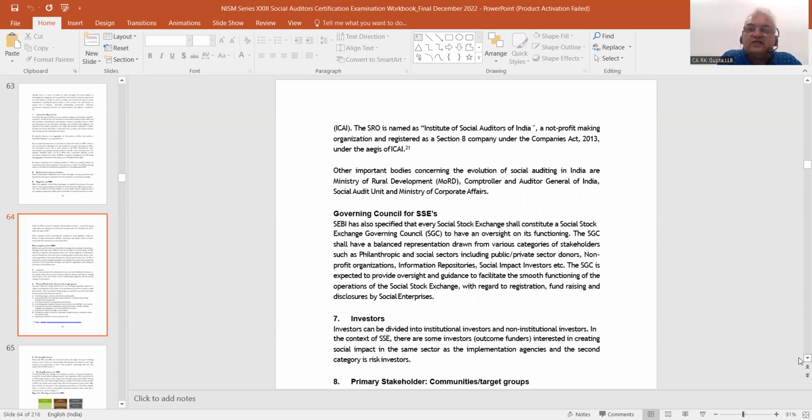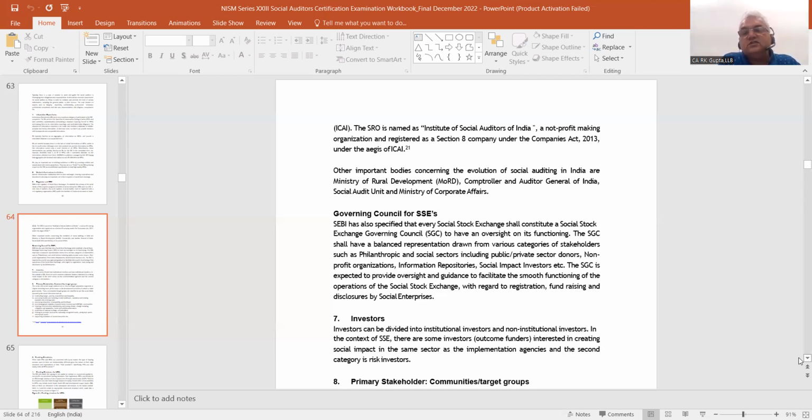That is also a very important concept. SEBI has also specified that every social stock exchange shall constitute a social stock exchange governing council to have an oversight on its functioning. The SGCs shall have a balanced representation drawn from various categories of stakeholders, such as philanthropic and social sectors, including public or private sector donors, NPOs, information repositories, social impact investors, etc. This governing council is expected to provide oversight and guidance to facilitate the smooth functioning of the operations of the social stock exchange with regard to registration, fundraising, and disclosures by social enterprises.